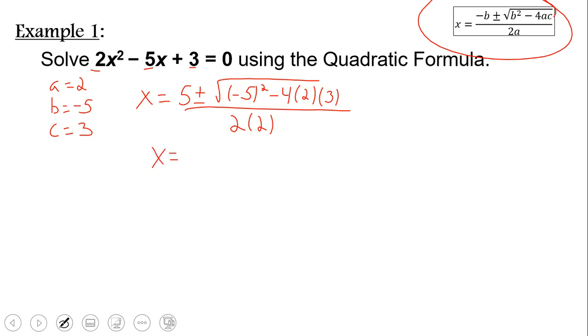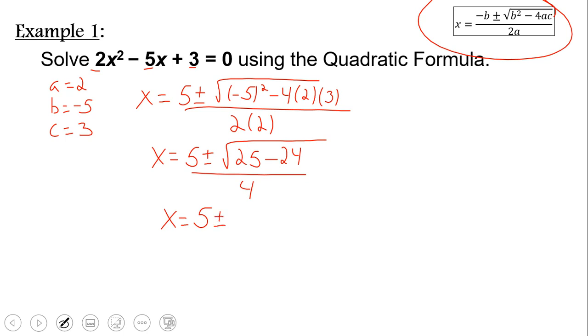So x is equal to, we're going to do what's inside our square root first. So 5 plus or minus the square root of negative 5 squared, which is 25, minus 4 times 2 times 3. So that's minus 4 times 2 is 8, times 3, so 24, all over 2 times 2, so all over 4. You could enter what's underneath the square root into the calculator to get that value, but you don't want to put everything in all at once because you'll probably make a mistake. Now, x is equal to 5 plus or minus the square root of 25 minus 24, which is 1, over 4.